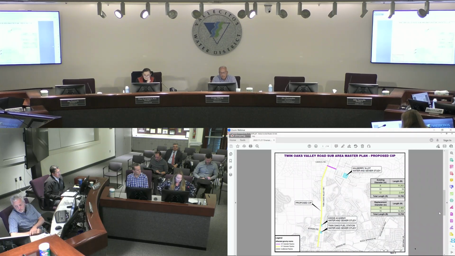So to accommodate more connections, staff is recommending that the CIP project identified in our master plan, which is currently identified as a developer-funded project that does not take funding from the district's capacity fund, be changed to a district-funded CIP project so that we can construct these sewer improvements prior to Phase 4.